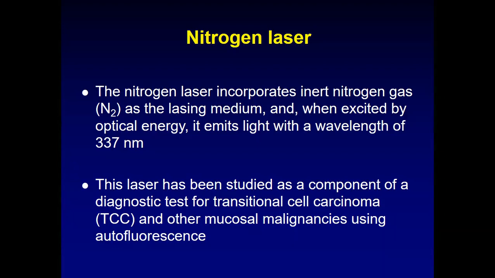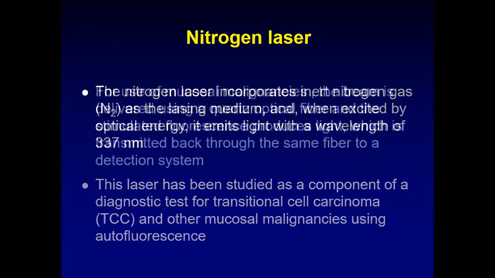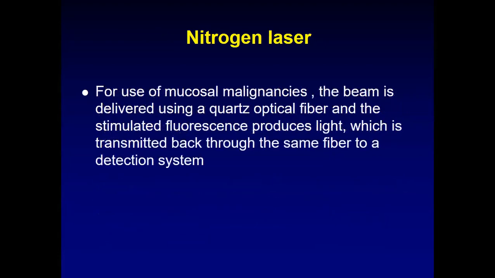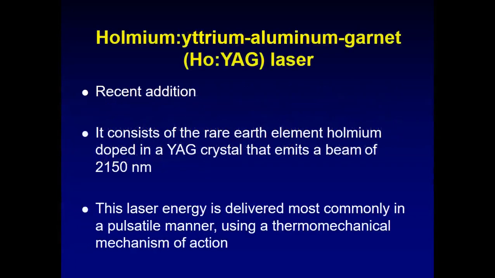Nitrogen laser: nitrogen gas is used in it as a lasing medium, and when excited, it gives a wavelength of 337 nanometers. This laser has been studied as a component of a diagnostic tool for transitional cell carcinoma and mucosal malignancies as well. For mucosal malignancies, quartz optical fiber is used and fluorescent light is produced, which is transmitted back to the system, and this is how it works.